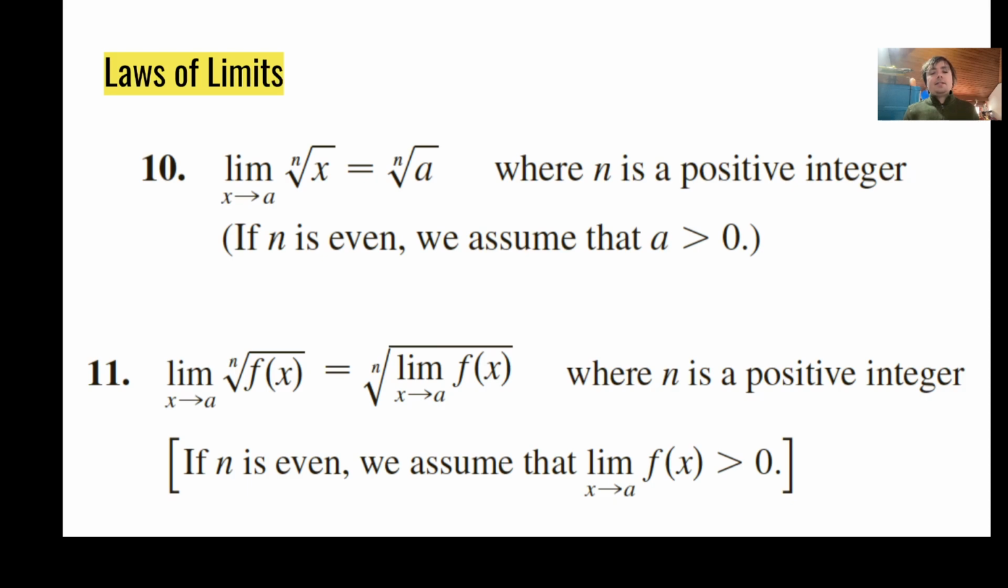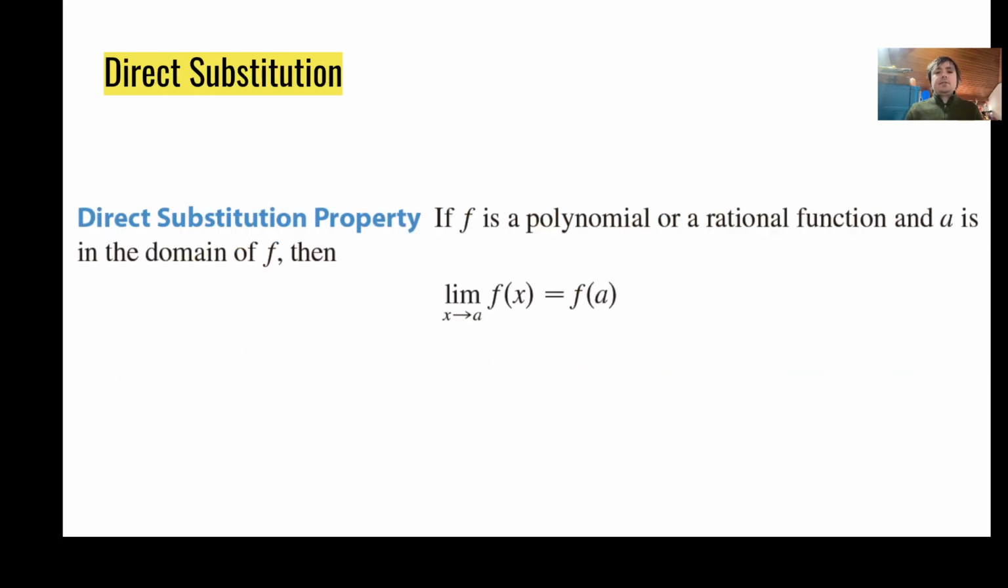And then the limit of the nth root of f of x is the same thing as the nth root of the limit of f of x. Again, we assume that what's under that nth root, if n is even, must be positive.